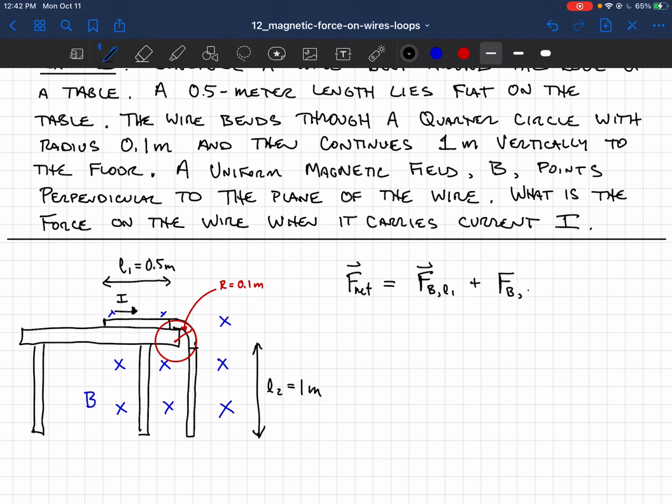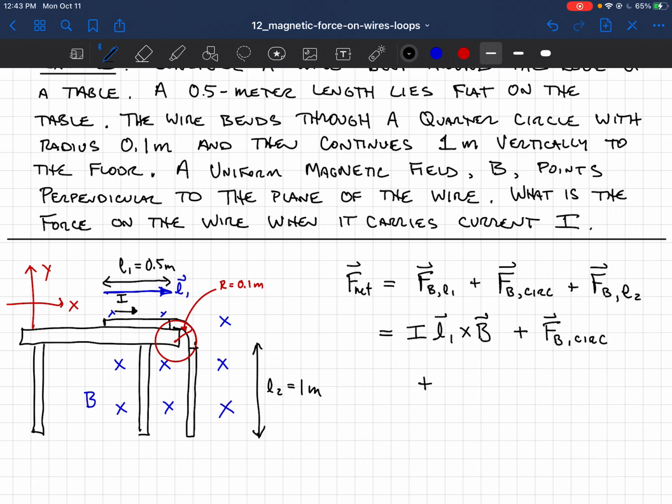Let's give ourselves a coordinate system. So let's say that we have x, y in the plane of the page. Then the force B on L1 is going to be I, L1 vector. So what do I mean by that? I mean a vector of length L1 that points in the direction of the current, so it looks like that, crossed together with the magnetic field vector. The circular part, we don't actually know yet. That's going to be the main part of this problem, so I'm just going to leave it as that.